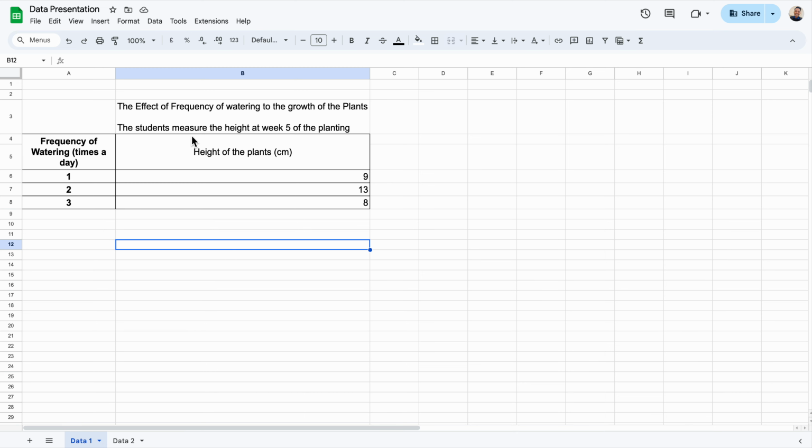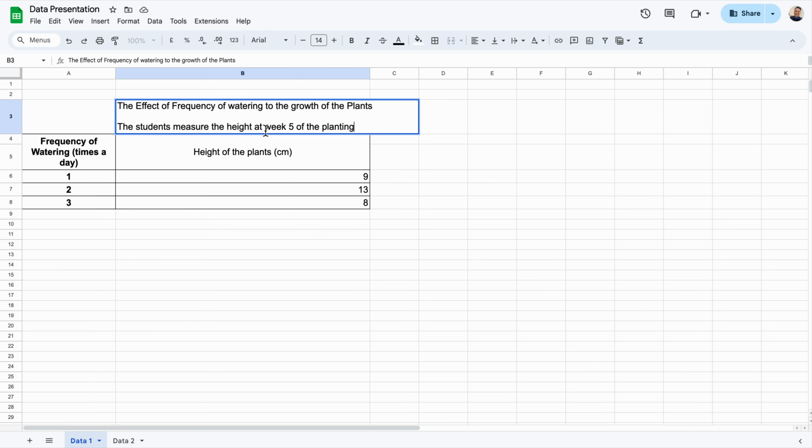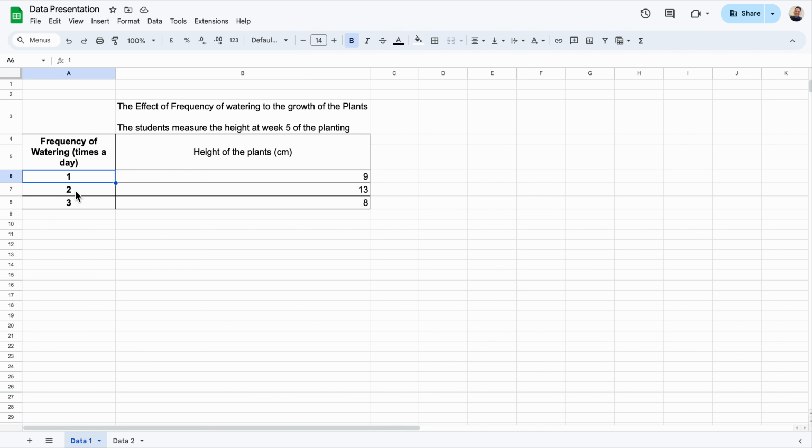Now, as you can see here, this is week 5. The student did this for 5 weeks. There are three different plants. Plant number one, they consistently watered one time a day. Plant number two, two times a day. And plant number three, three times a day. So imagine there are three plants.